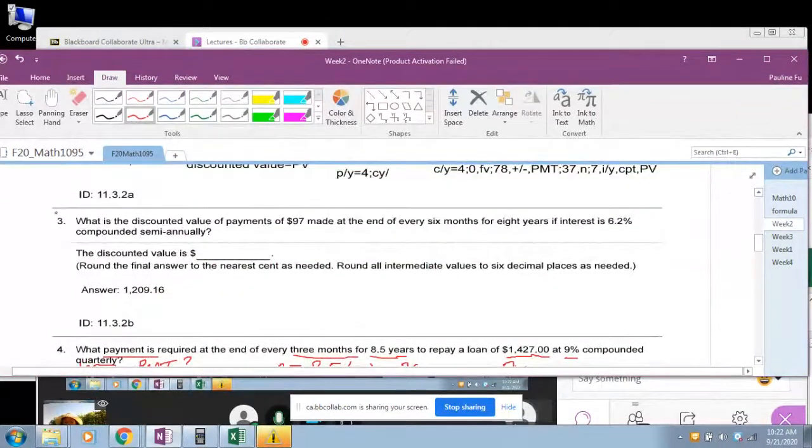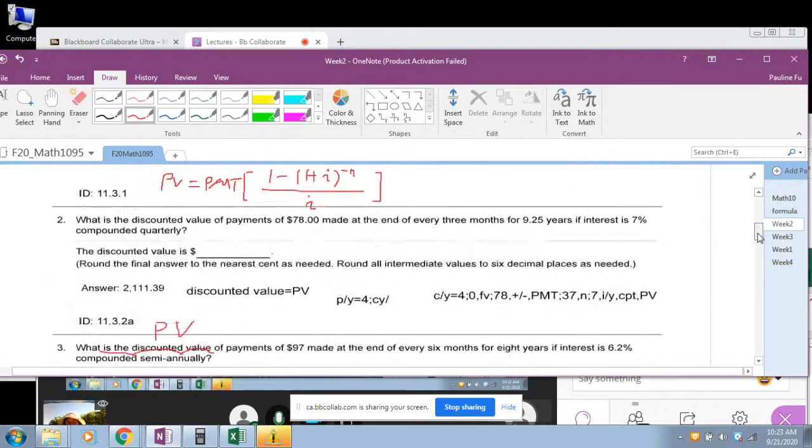See this question here, question 3. What is the discounted value? If you say discounted value, that means what is the present value? So this one asks you the present value. Now, go to another question. See, what is the discounted value? Means what is the present value?